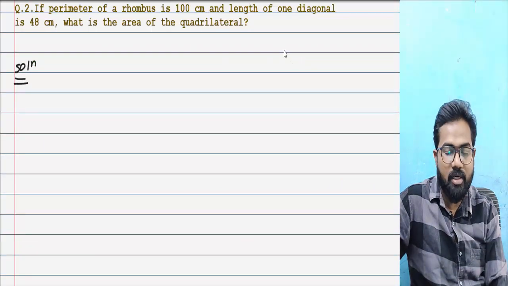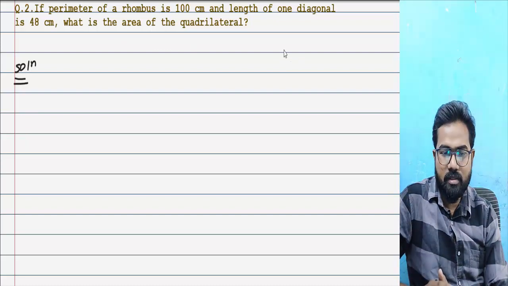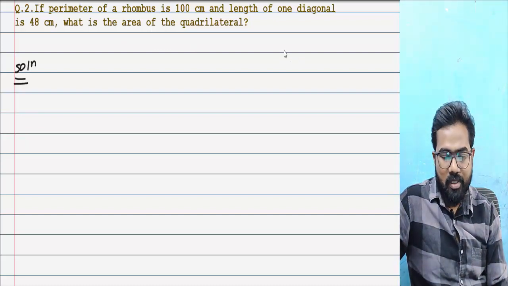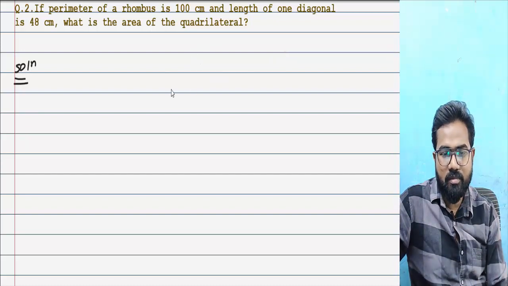It is given that the perimeter is given. What is the perimeter? Perimeter is nothing but the sum of all sides. So rhombus, obviously it's a quadrilateral, a type of parallelogram. So we have 4 sides, and the sum of the 4 sides is given as 100 centimeter.